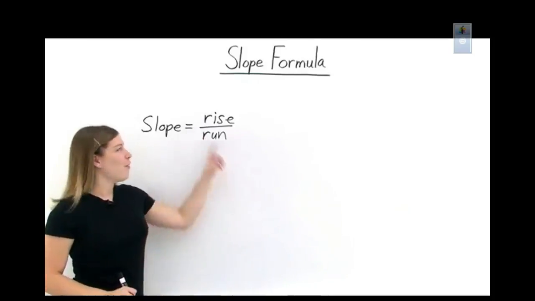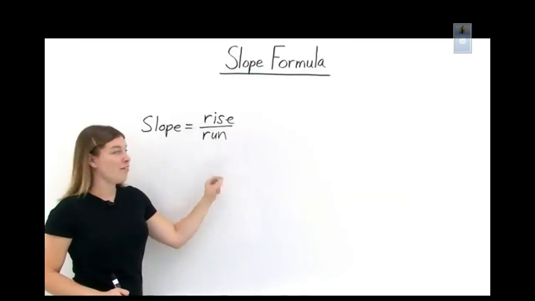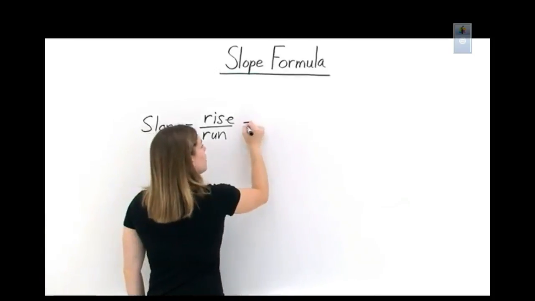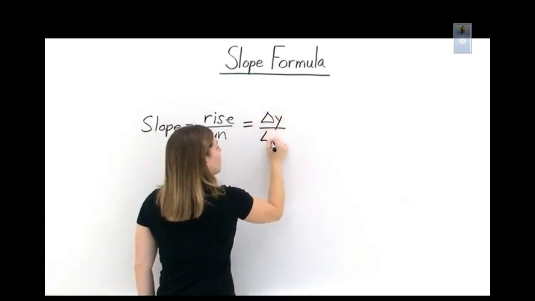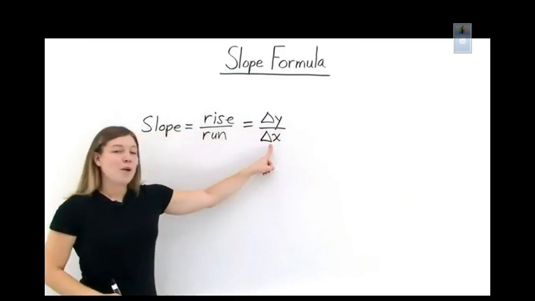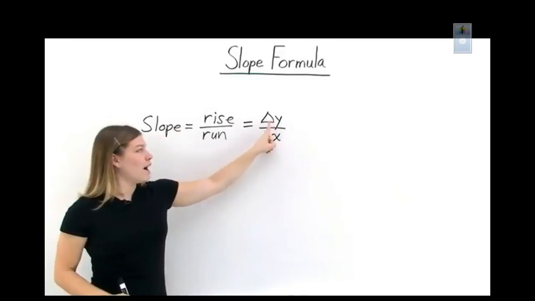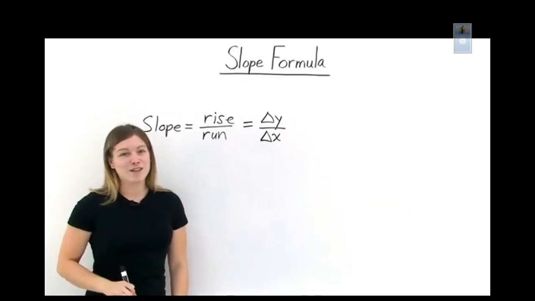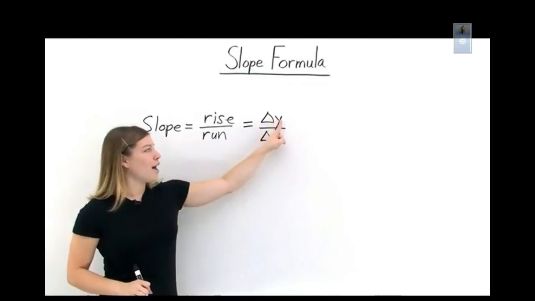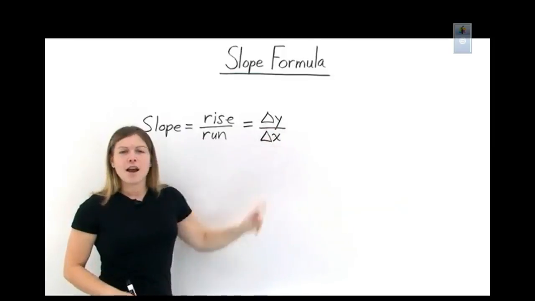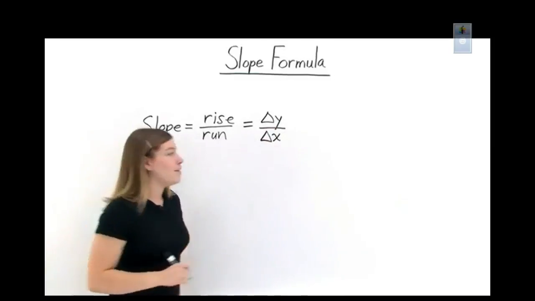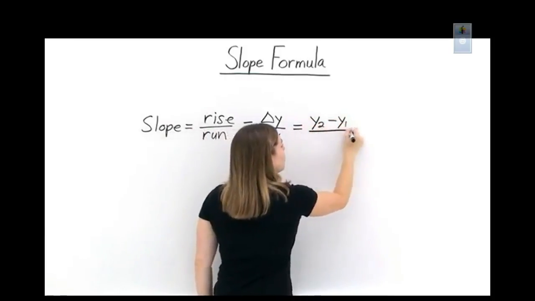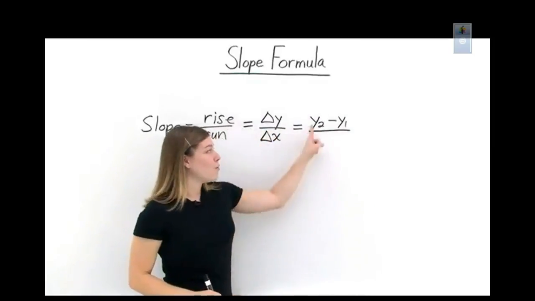In other words, rise is the movement of the y coordinates, and run is the movement of the x coordinates. Now I mentioned slope is the change in y divided by the change in x. We can represent it like this. Triangle y over triangle x. This triangle is delta. And in math, it just means change. So we have the change in y divided by the change in x. Now, if we're finding the change in y, that means that we're taking the difference between two y coordinates on a line. So on our line, we find two y coordinates and then find their difference.